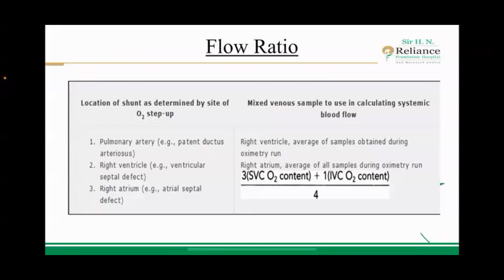And what is the site of collecting the mixed venous sample when you calculate at each level? When the step up is in the pulmonary artery, you can take the mixed venous sample from the RV, upstream of that, and you can take an average of the samples obtained during the oximetry run. If the step up is in the right ventricle, then you take the mixed venous sample before that, that is in the RA, again an average of the samples during the oximetry run. And if the step up site is in the right atrium, then the mixed venous sample will be before that, that is the vena cava oxygen content: 3/4 SVC plus 1/4 of the IVC oxygen content.